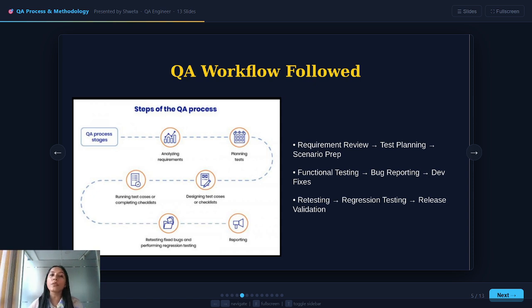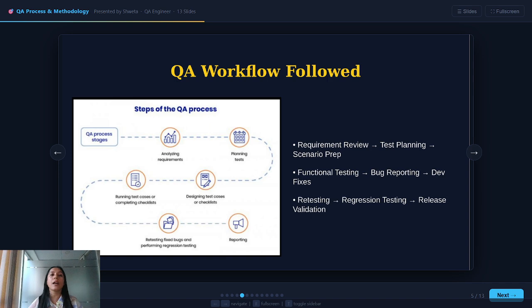So the QA process starts with understanding feature requirements and expected functionality from the client side. Based on that, test scenarios are prepared covering functional flows, validations, and edge cases. Once development is completed, the QA engineer executes testing to verify application behavior across different scenarios. If any issues are identified, they are documented with proper details and shared with developers for resolution.